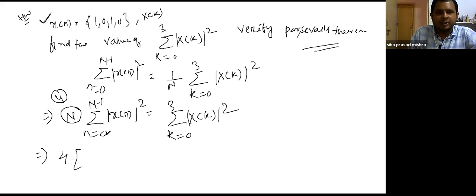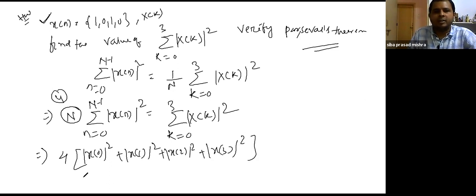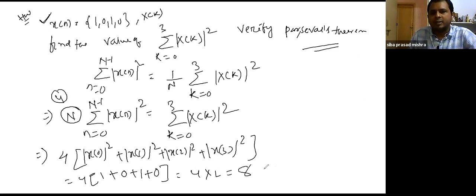N equals 4. Then summation of 0 to N minus 1 of |x[n]|² means what? |x[0]|², |x[1]|², |x[2]|², |x[3]|², that formula. So what is the answer? 4 multiplied by |x[0]|² is 1. This is 0 plus 1. This is a 0. So 4 multiplied by 2. The answer is 8. Okay. This type of question should not take time. Answer is 8. Clear?